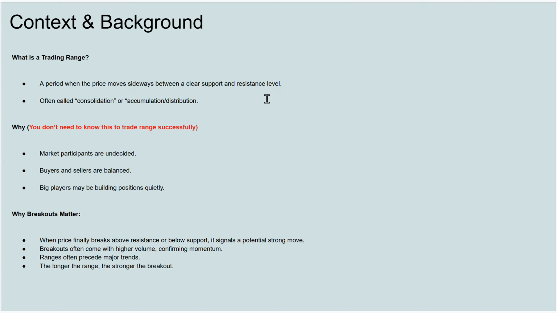Why does a trading range happen? First of all, you don't need to know why it happens, but it's good to know. Why do I say that you don't need to know? With any pattern or any price action, you don't need to know why it happened to trade that price action profitably. You just need to know how to trade it. Where is the probability?